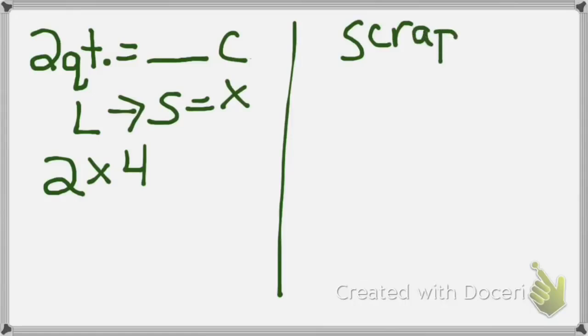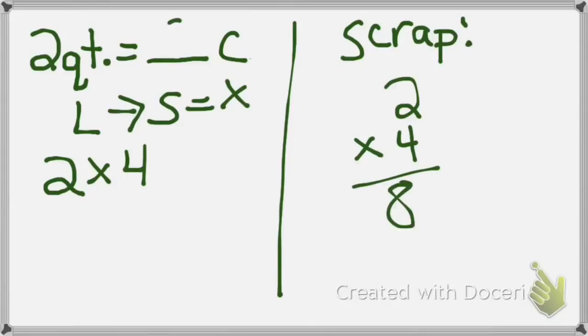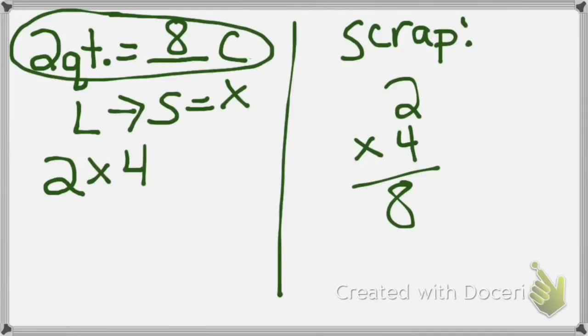Go ahead and solve my problem. If it's a difficult problem, I will use scrap. So 2 times 4 equals 8. So my answer is 2 quarts equals 8 cups.